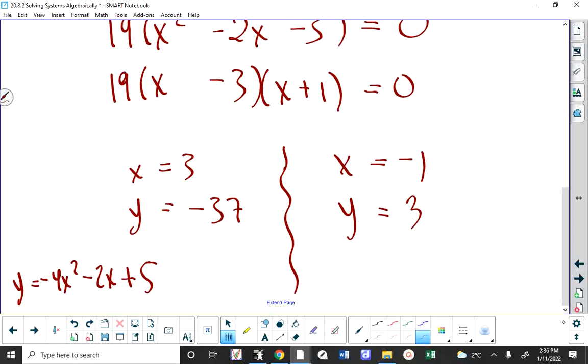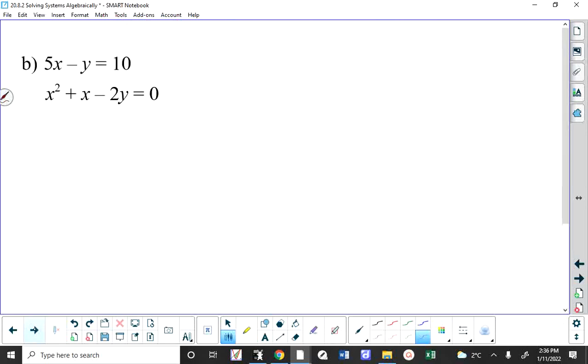And again, we don't have to worry about extraneous roots. Any questions with 2b, or 2a rather? All right, let's try 2b. This is the final one. Oh, this one's a lot easier, I think. We're asked to use substitution, so I would rearrange the first equation for y. Y is 5x minus 10. We're going to put that into the second equation wherever there's a y.